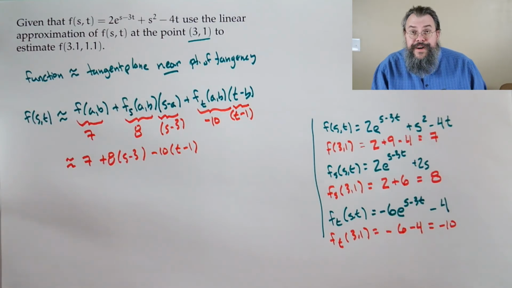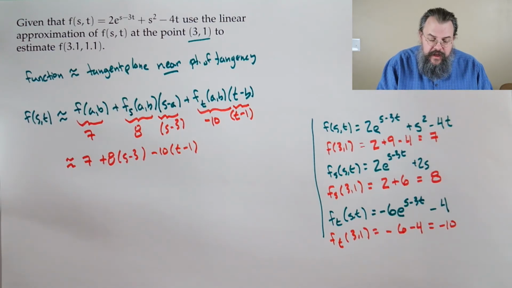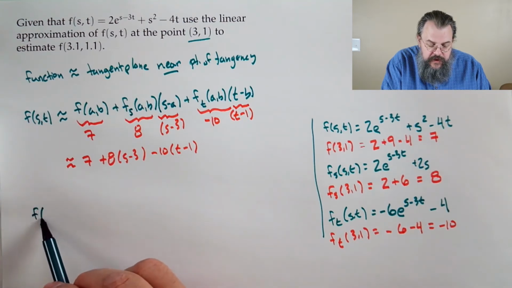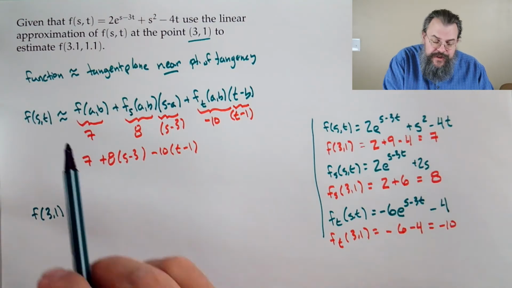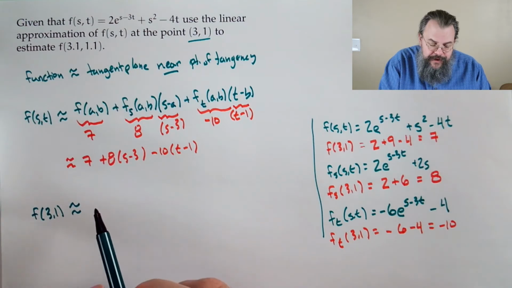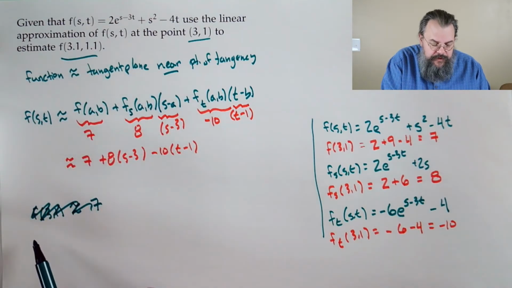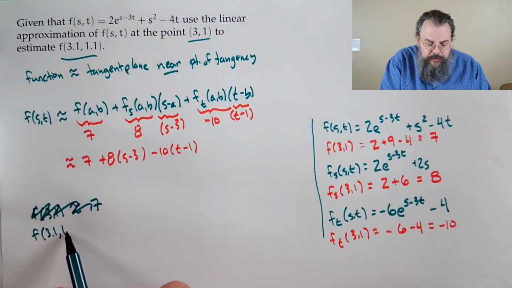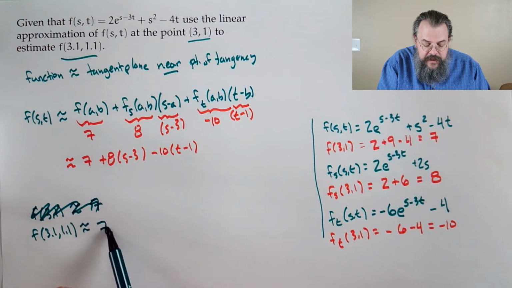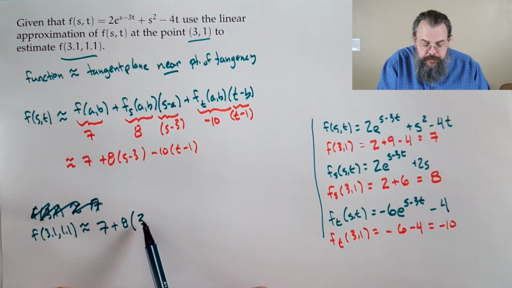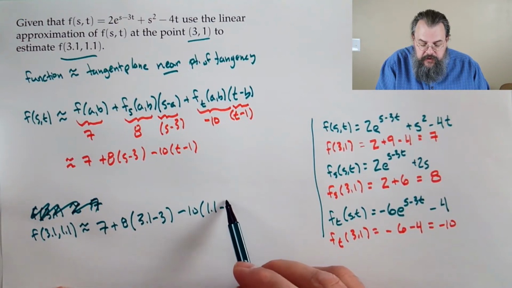Now, we're almost done. Aha, our function is approximately our tangent plane. We have our tangent plane. So the last thing to say is f of 3, 1 is approximately, see, it's all about approximation, which is good because we're after an approximation. Well, 7, not f of 3, 1, 3.1, 1.1. I am so sorry. F of 3.1, 1.1. Okay, but again, it's approximation. So that part was right. 7 plus 8 times 3.1 minus 3 minus 10 times 1.1 minus 1.